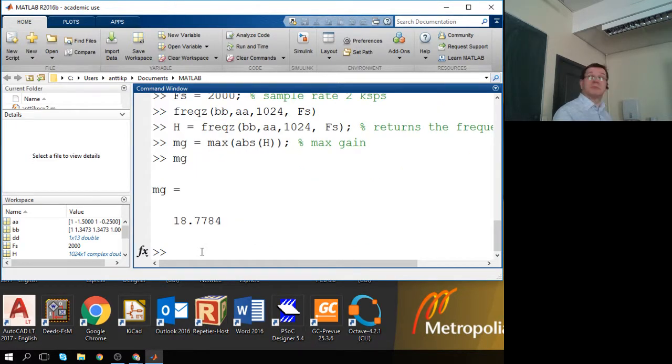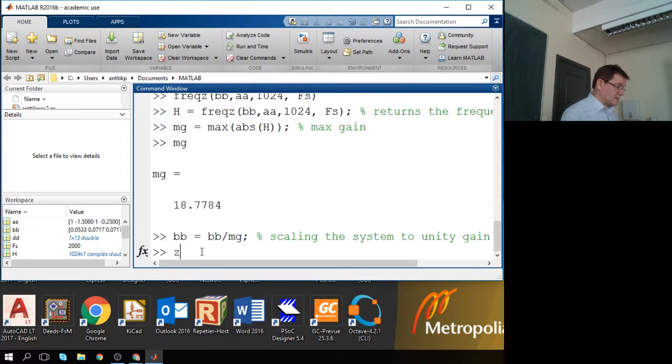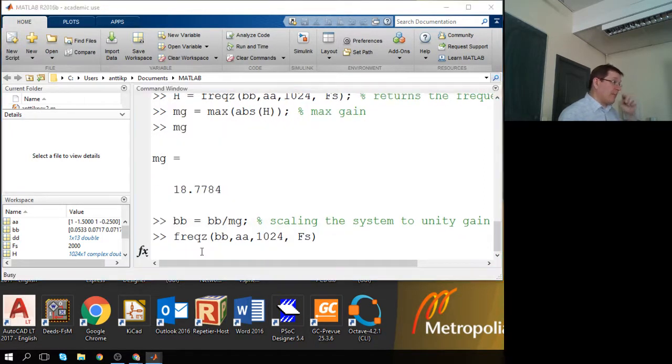Oh, okay, yeah, almost 20 times gain on the system. So what we can do is simply divide the forward term parameters by that value. So we just basically add one more division on the system. And then, okay, frequency response again.